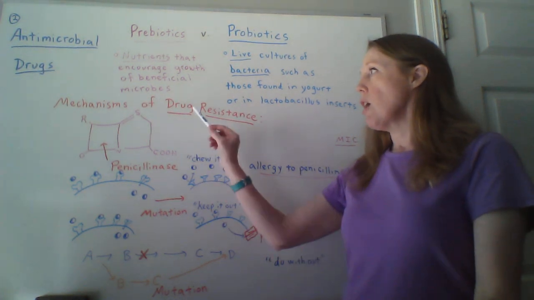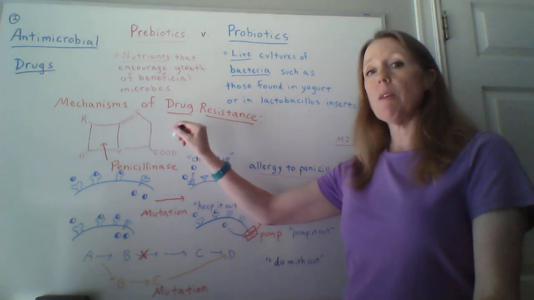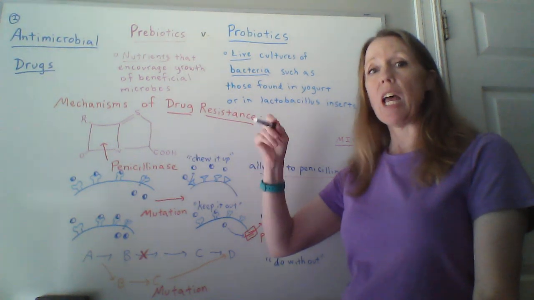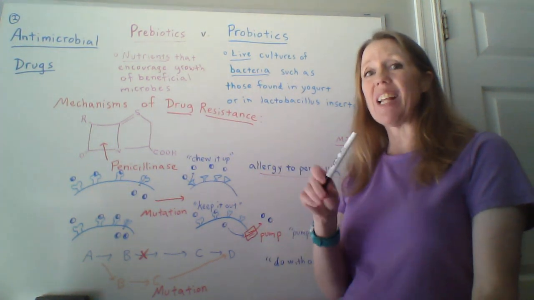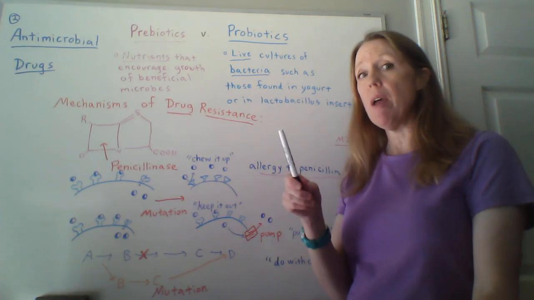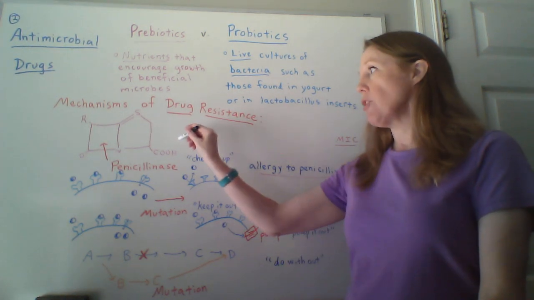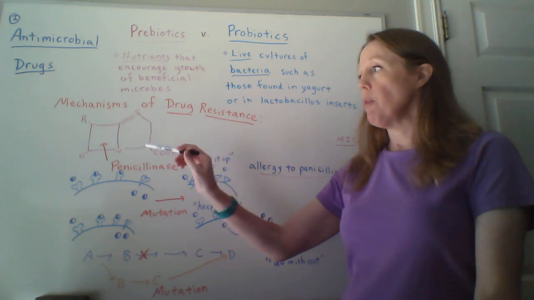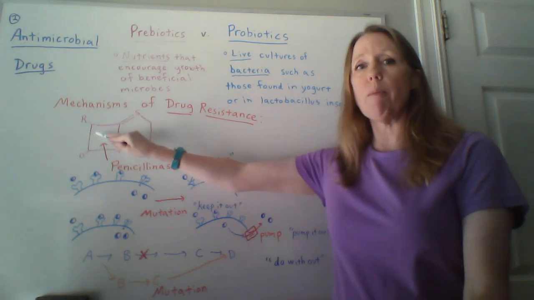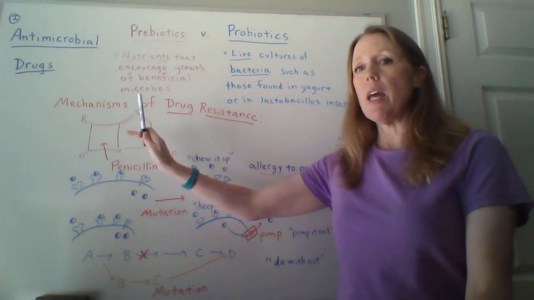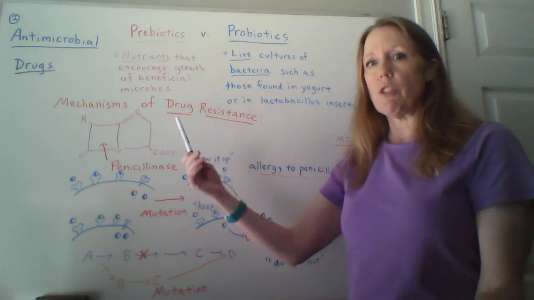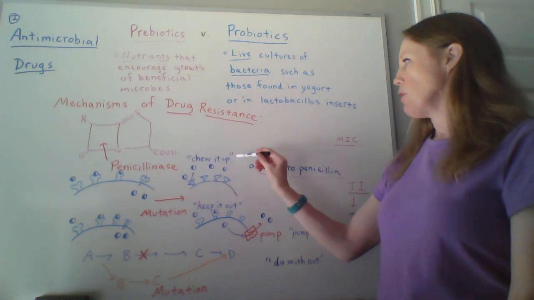One is that a lot of organisms can make something called penicillinase. Penicillinase, remember, ends in A-S-E, so it's an enzyme. It's a protein they make that essentially chews up penicillin. What it does is attack this part called the beta-lactam ring, and then the penicillin doesn't work because it's chewed up. So that's called chew it up.